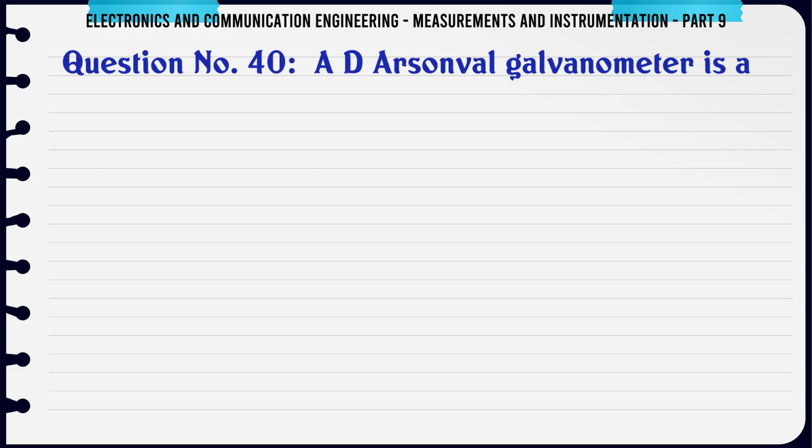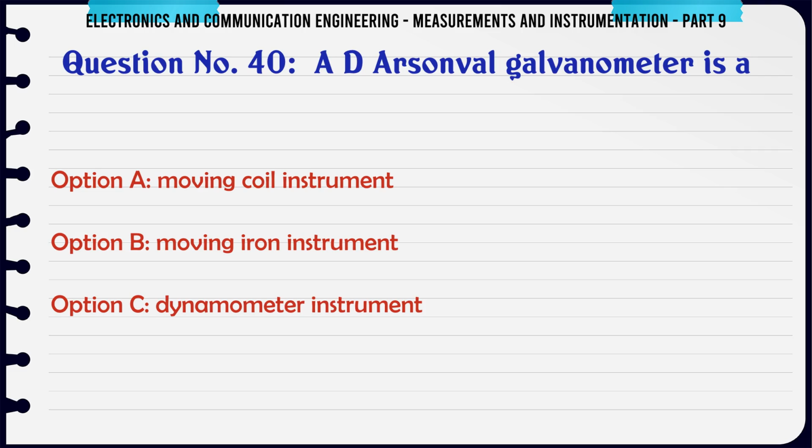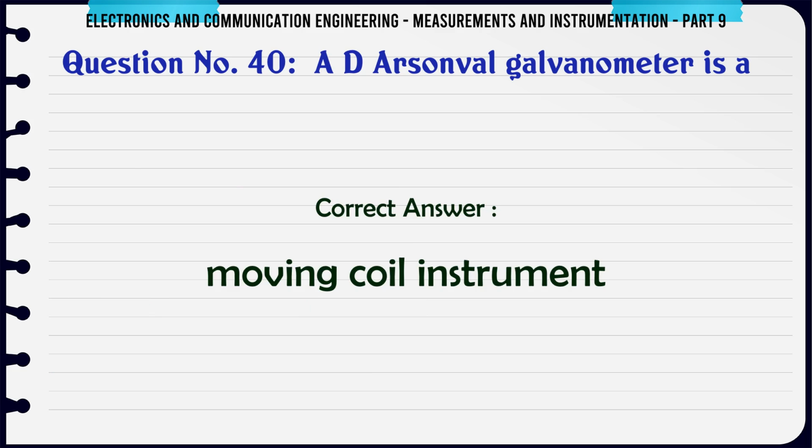D'Arsonval galvanometer is A. Moving coil instrument, B. Moving iron instrument, C. Dynamometer instrument, D. Induction instrument. The correct answer is moving coil instrument.